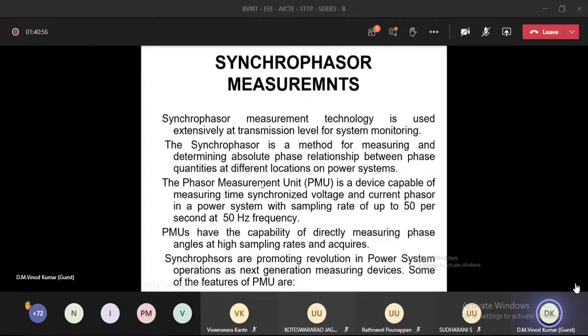These PMUs one can use in the transmission system as well as the distribution system. In the transmission system, people use synchrophasor. In the distribution system, people call them micro PMUs, because, as I mentioned, the cost of each PMU is 5 to 6 lakhs. In the transmission system it is fine. In the distribution system, each substation has to have one PMU. It is a very costly affair, 5 to 6 lakhs. Therefore, the cost is reduced because of some changes in the normal PMU. They are calling it the micro PMU. Therefore, in the distribution system people will use micro PMUs.